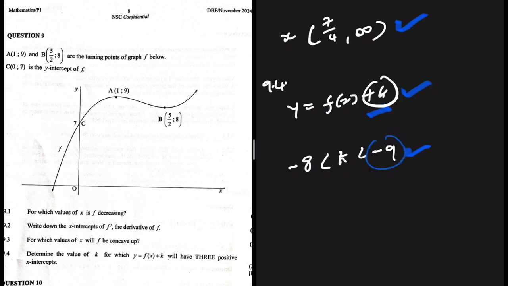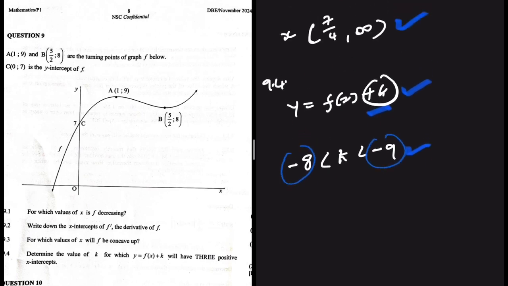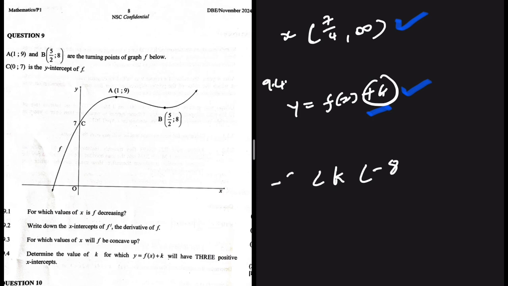Hey, if you think about this, it doesn't make any sense, right? Because minus 9 is less than minus 8. These are not positive numbers. So we're not supposed to write it in this way. Rather, we're supposed to say that k should be less than minus 8, but it should be greater than minus 9. This is the correct way of writing it, because minus 8 is greater than minus 9, not the other way around. I hope nobody made that mistake that I just did there.